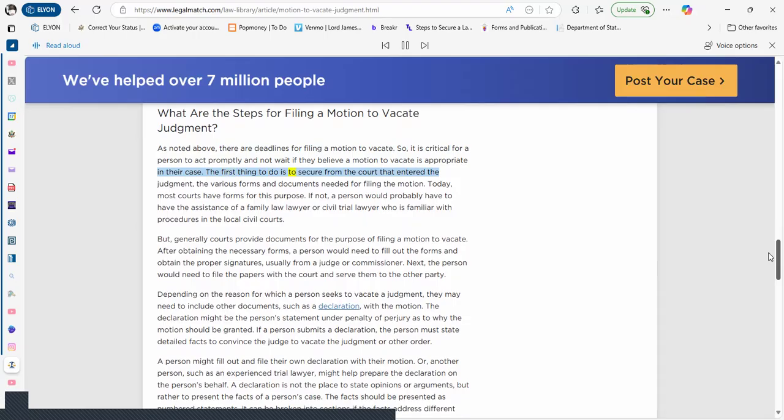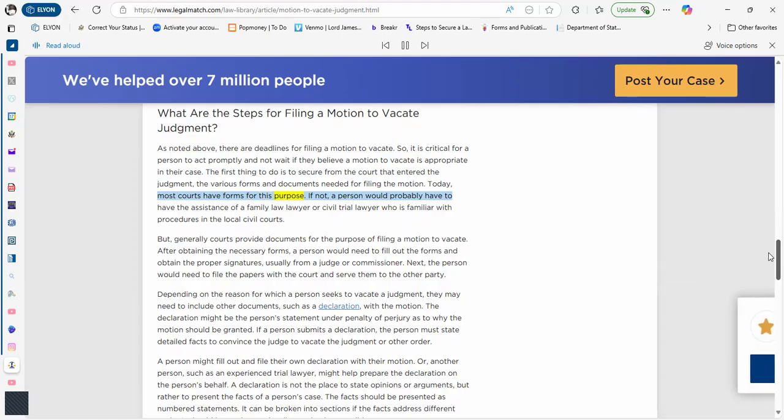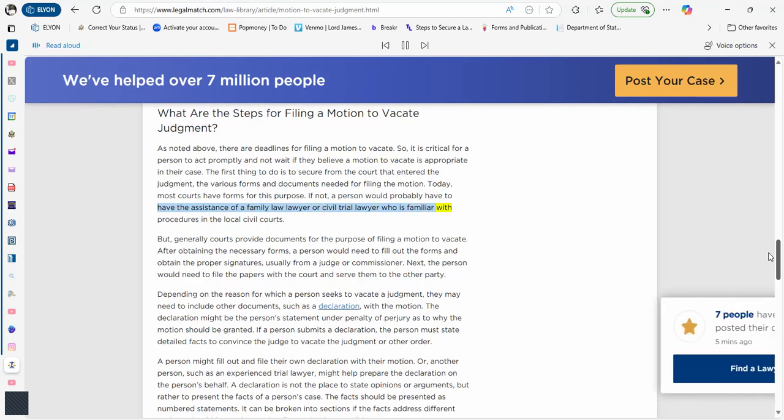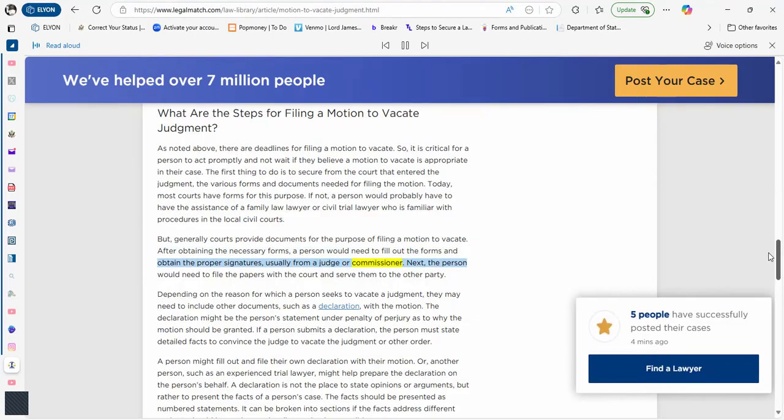The first thing to do is to secure from the court that entered the judgment the various forms and documents needed for filing the motion. Today, most courts have forms for this purpose. If not, a person would probably have to have the assistance of a family law lawyer or civil trial lawyer who is familiar with procedures in the local civil courts. But generally courts provide documents for the purpose of filing a motion to vacate. After obtaining the necessary forms, a person would need to fill out the forms and obtain the proper signatures, usually from a judge or commissioner.